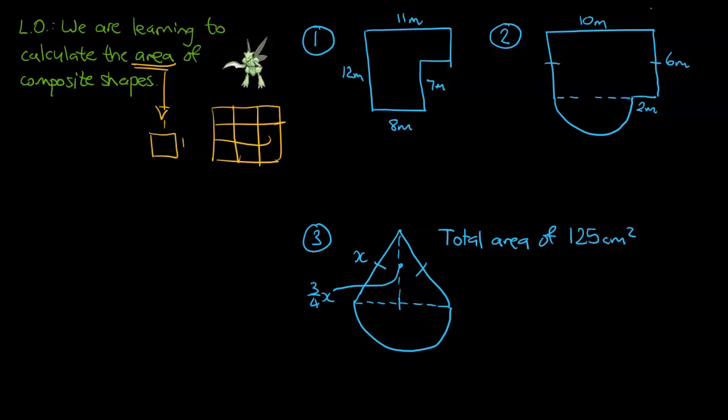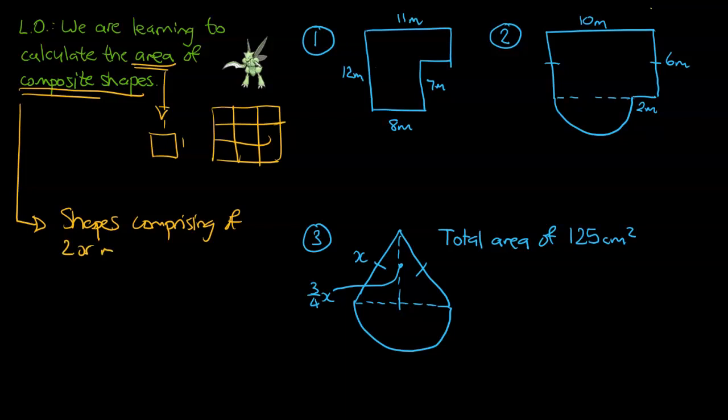We focused on fairly basic and easy shapes. Today we're moving on to a new thing called composite shapes. And composite shapes are shapes that comprise of multiple other shapes. So shapes comprising of 2 or more other shapes. And I'll give you an example of what I mean.